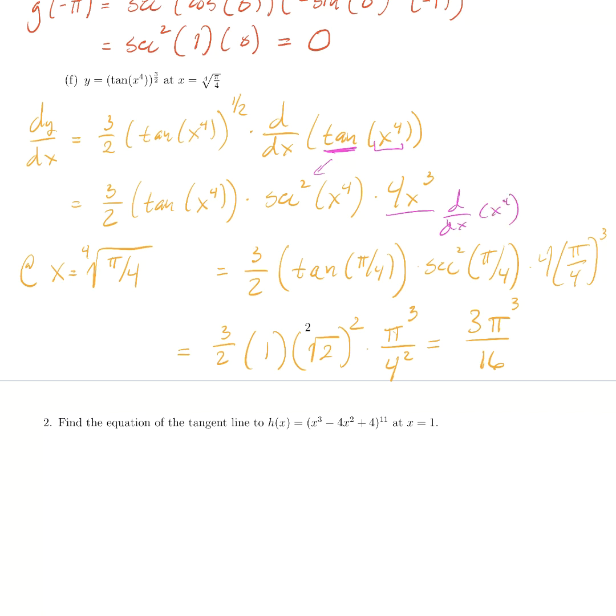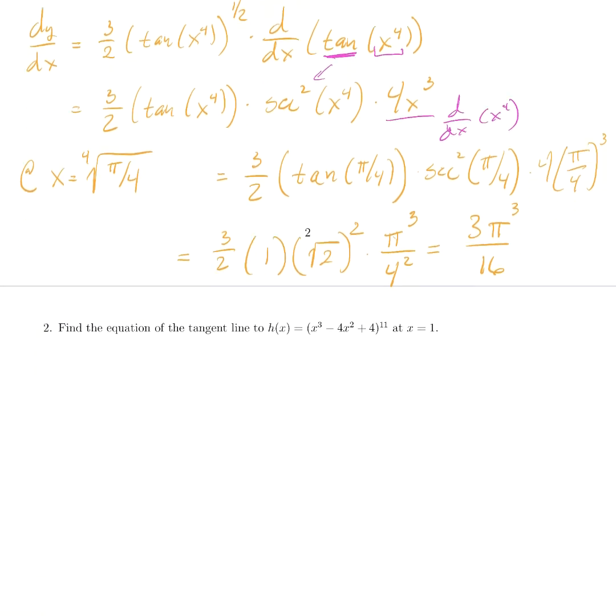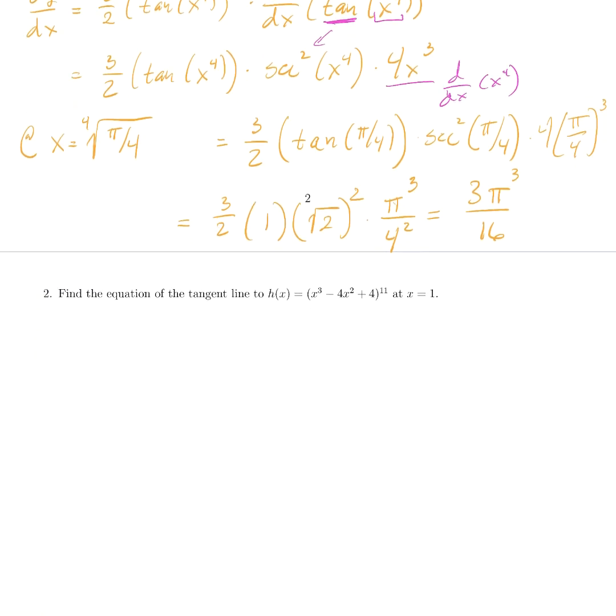It's the last step in the second application of the chain rule here. Chain rule leads us to the derivative of tangent x to the 4th. We use the chain rule again to find its derivative. And we're curious to find the slope of this tangent line at the 4th root of pi over 4. So we evaluate everywhere at the 4th root of pi over 4, and that thing should simplify to 3 pi cubed over 16.